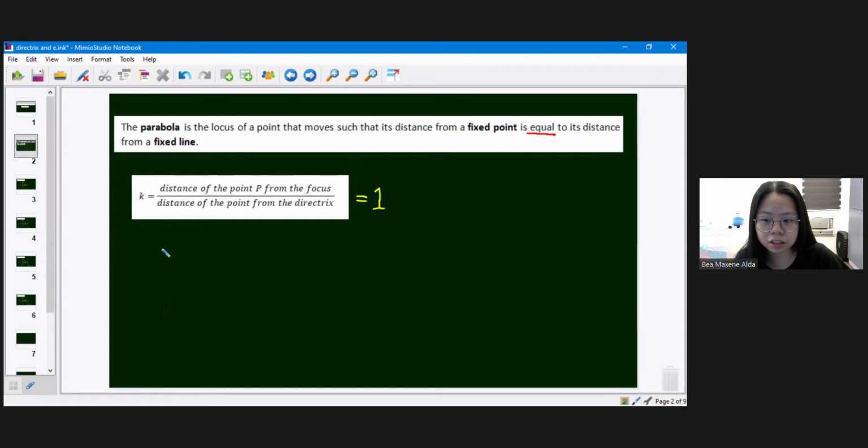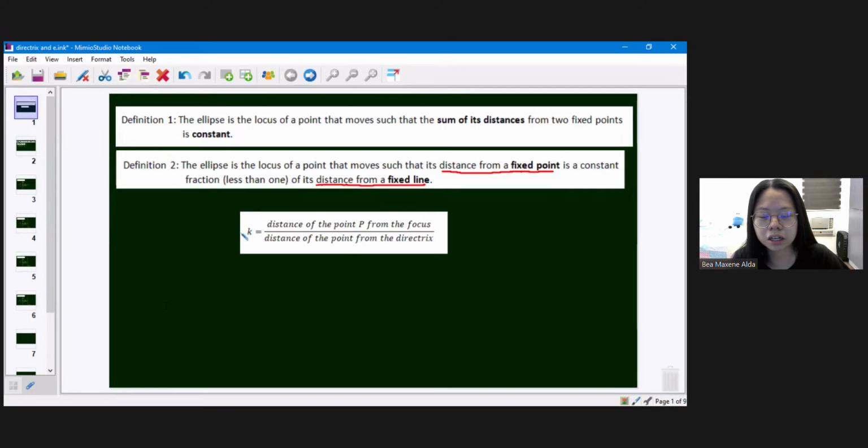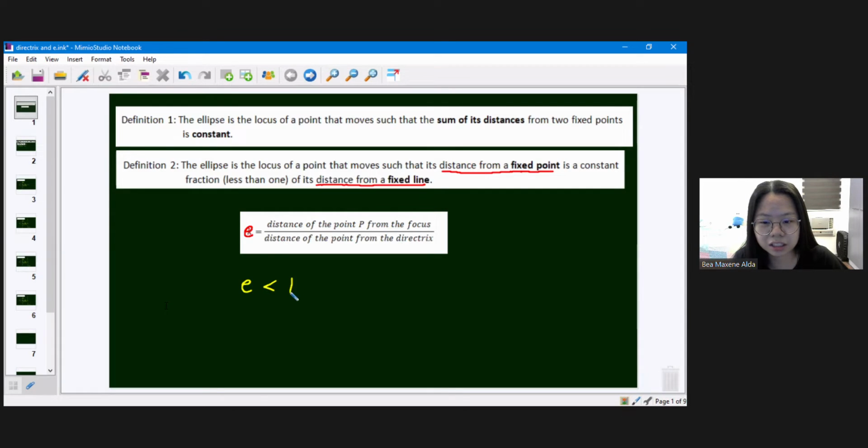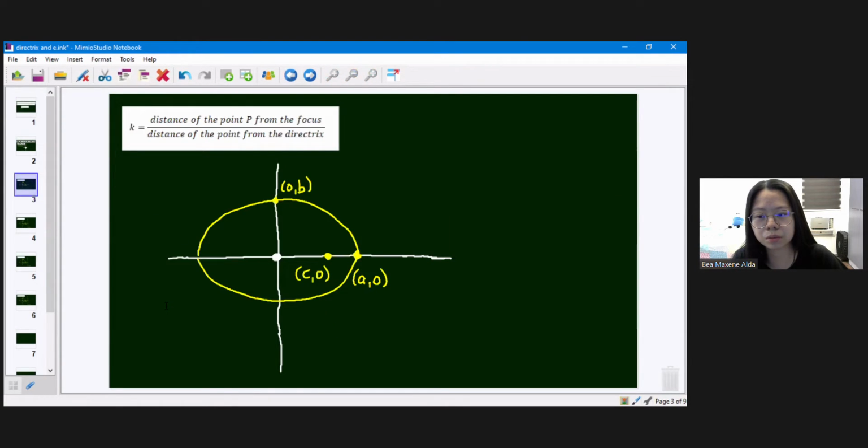That's what we call eccentricity. Now, yung eccentricity ng parabola is obviously equal to 1, or E is equal to 1. May bagong letter, yes. While sa ellipse, nabanggit na natin, no? Less than 1, right? And instead of K, kasi nga constant, gagawin natin E. E is less than 1. Laging mas maliit yung nasa taas kesa sa baba.